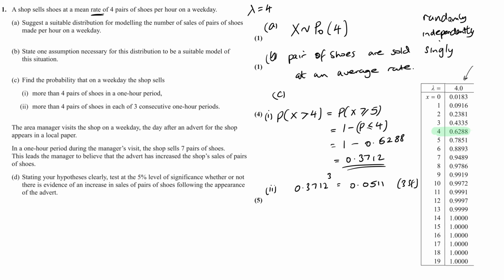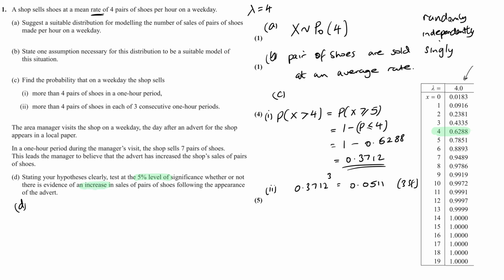Okay, now we're on to the final bits. The area manager visits on a weekday and an advert in the shop appears. When it appears, they sell 7 pairs of shoes. So the manager believes that the advert has made the shop sell those pairs of shoes. So this is now a hypothesis test. 5% significance level, whether or not there's evidence of an increase in sales. We're purely looking for whether there's evidence of an increase, so it's going to be one-tailed. The 5% is important and the increase is important.